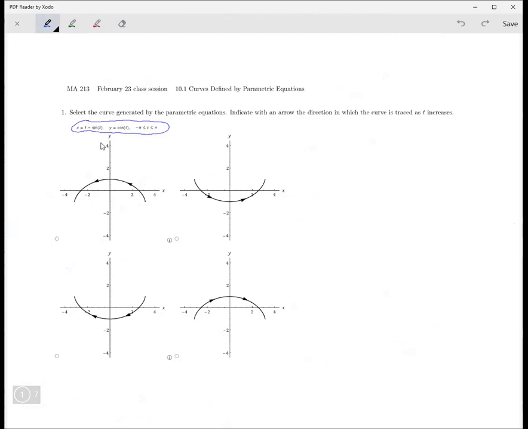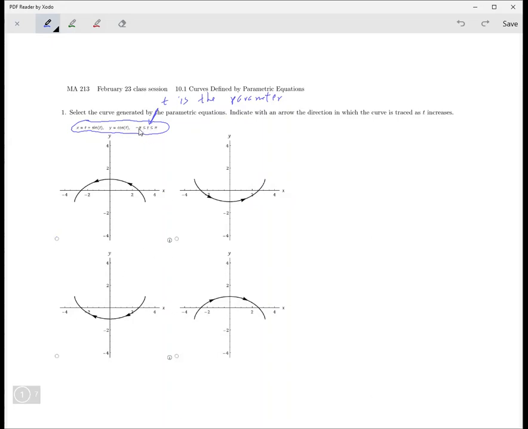Okay, so this right here, you have x and y and t. And this describes a curve. It's one of these four curves here in the sketch. And when you have a t, it is called the parameter. And so to determine which curve this is, and also it's just directional.